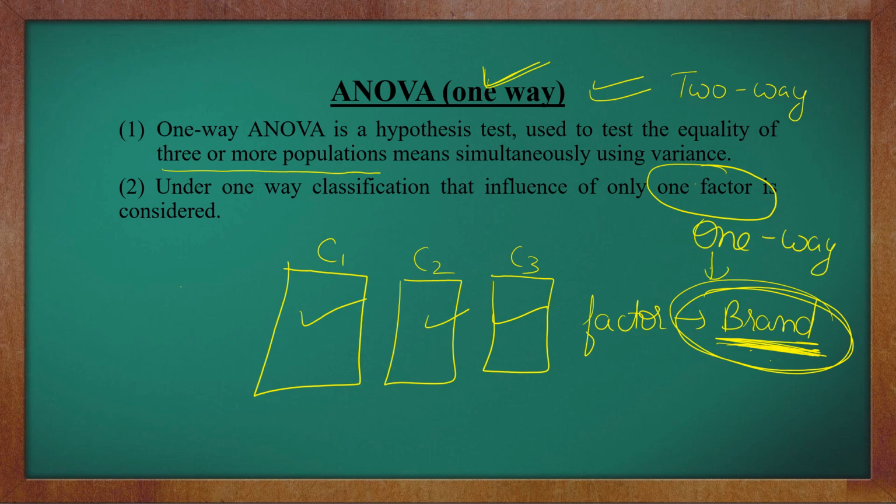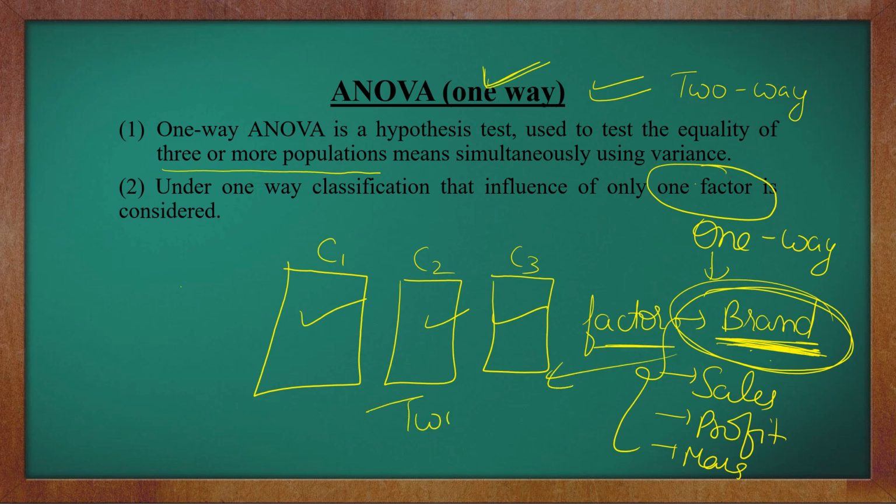But let's suppose these three companies are focusing on brand, sales, profit. They are also focusing on margin value, a lot of things, many factors at the same time. Then you have to go for two-way ANOVA. So we apply ANOVA when we have three or more populations and we are going to test the equality of variances. Now the second question: one way or two way.